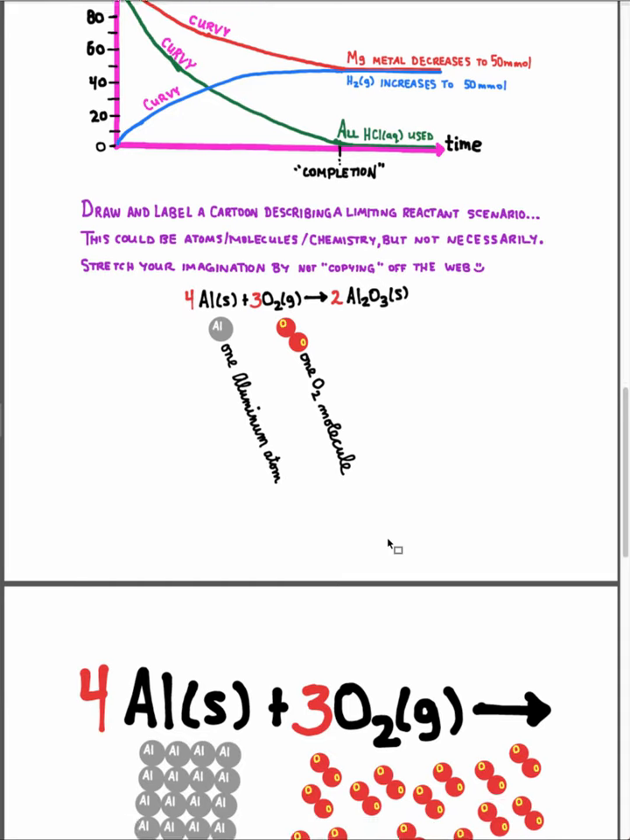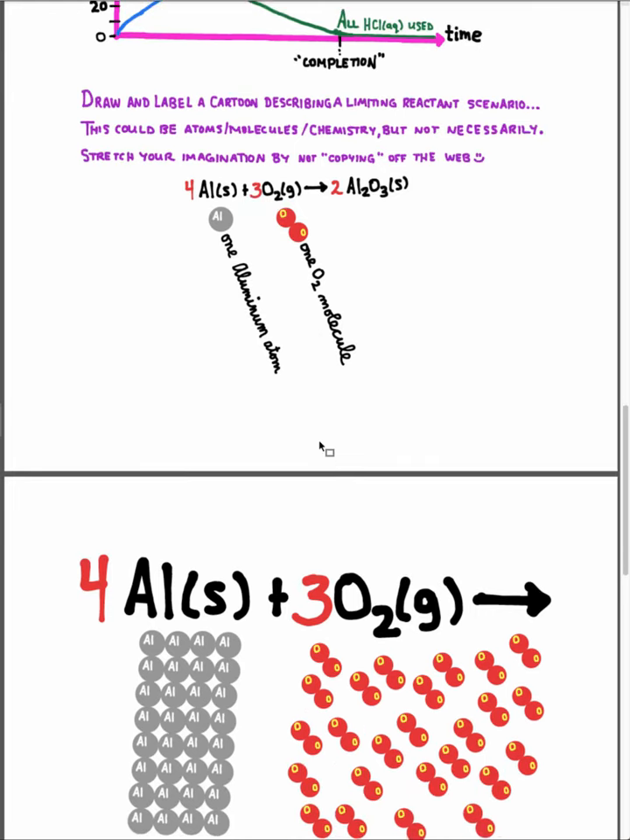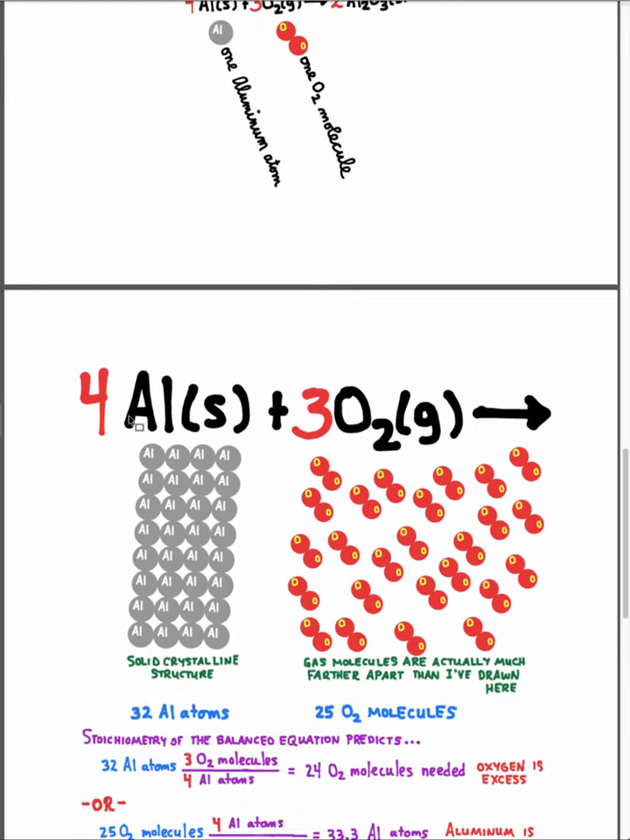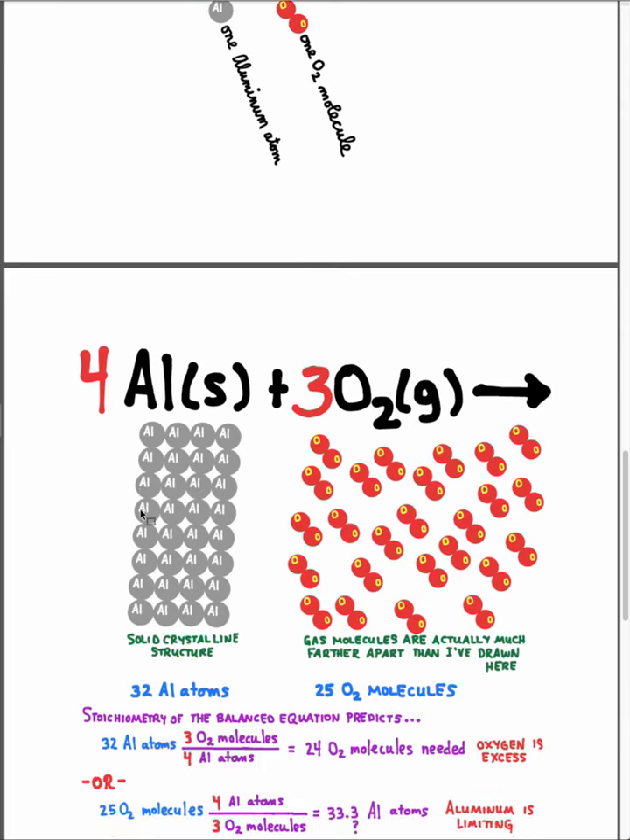So I don't know, what cartoon did you draw for the limiting reactant cartoon question? I just chose whatever. I chose aluminum reacts with oxygen to give aluminum oxide. Thinking about 4 aluminum atoms reacting with 3 oxygen molecules. I'm drawing a big old fat equation for that. 4 aluminums for every 3 oxygen molecules. So 1, 2, 3, 4 aluminums for 1, 2, 3 oxygen molecules.